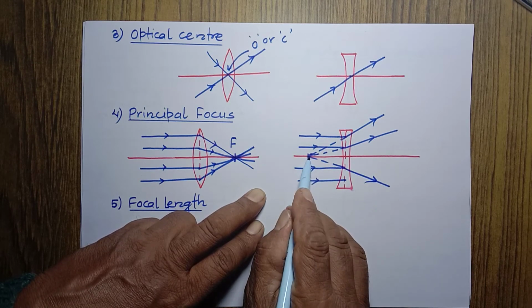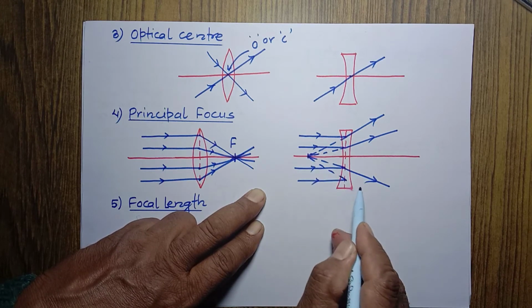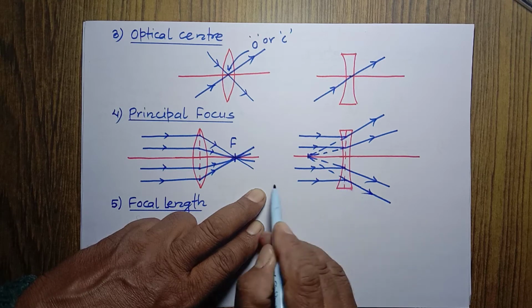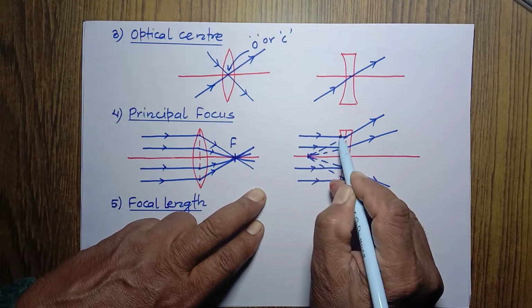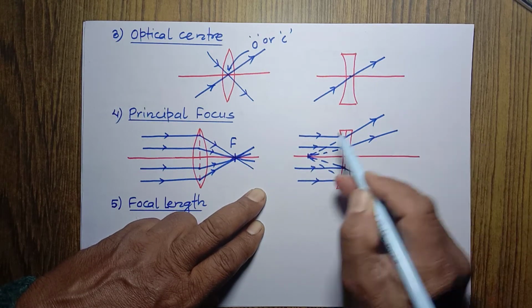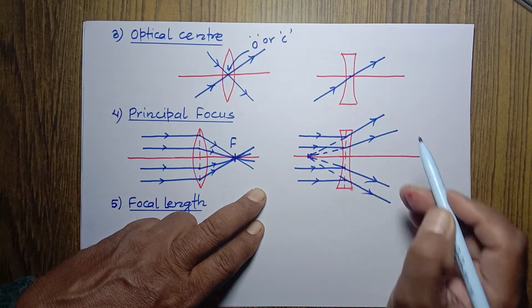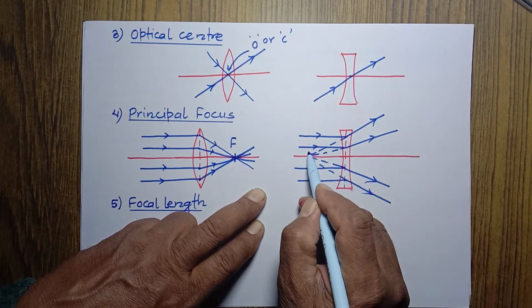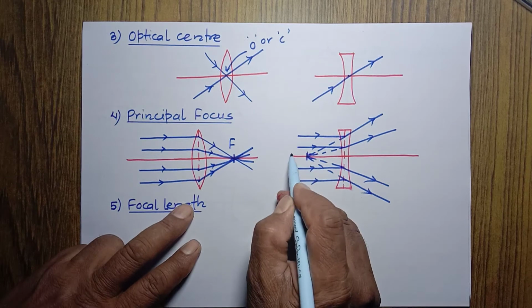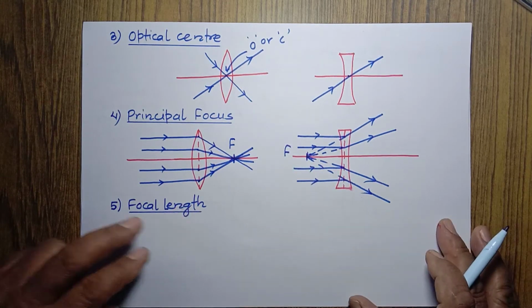They appear to be coming from a single point, this point. Actually, light comes this way and refracts like this. Light comes this way and refracts like this. But all of them appear to be coming from a common point of the principal axis, that is called focus.